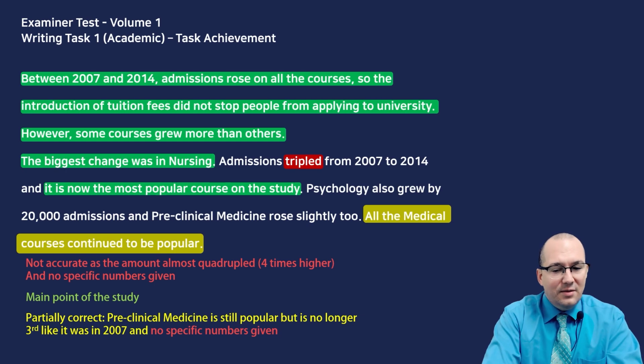But preclinical medicine is still popular, but it is no longer third like it was in 2007. That's important to mention, right? Because there's no specific numbers given for that. So again, pretty good first paragraph after the introduction, but this will affect task achievement quite negatively because the wrong information was given and not enough numbers were given.